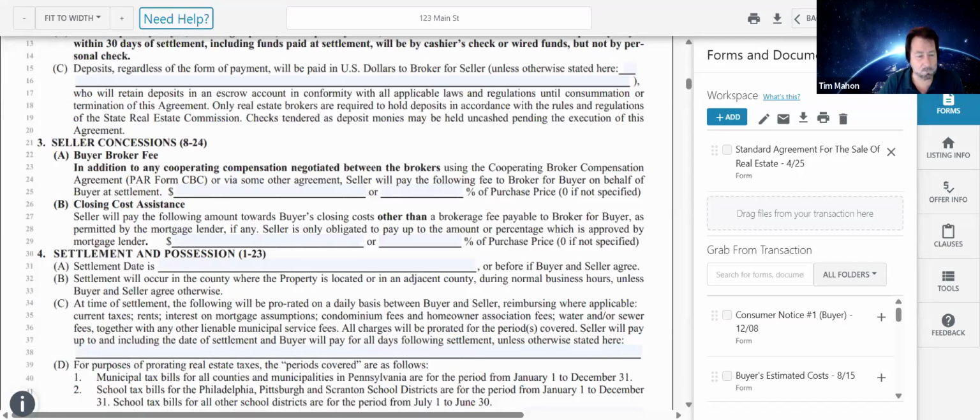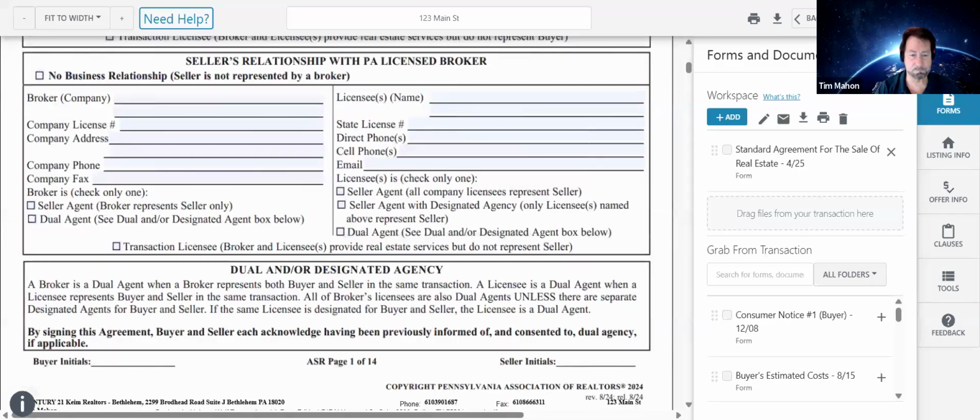A cooperating broker compensation addendum is what it really is. So basically, you can talk to the listing agent in advance and find out what type of commission they are offering, if any, on behalf of the buyer side. In which case, then you have to talk about what type of commissions you set up with the buyer agency agreement. So we're going to stop here for now and go to one of those forms.